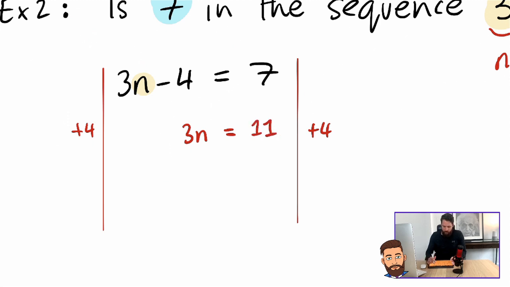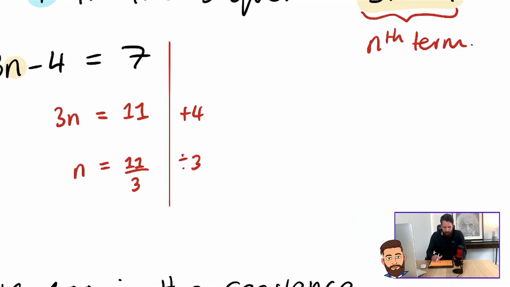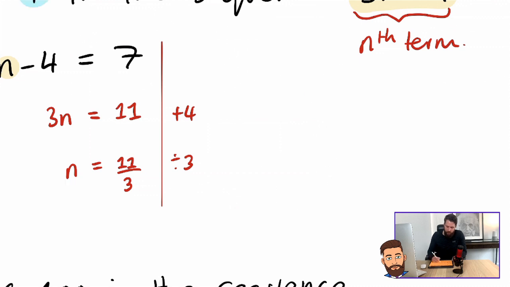Dividing both sides by 3. Well, hopefully straight away you realise, does 11 divide by 3? No. 3 doesn't go into 11, so I can just simply write my answer as 11 over 3 as a fraction. You could work out the decimal, but there's no point. You may as well just realise 3 doesn't go into 11, so my answer is going to be a fraction. Where do I go from there? Well, same thing as last time. Is n a whole number? No. So 7 is not in the sequence.